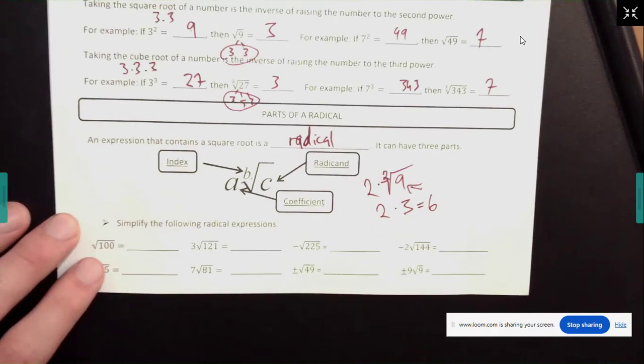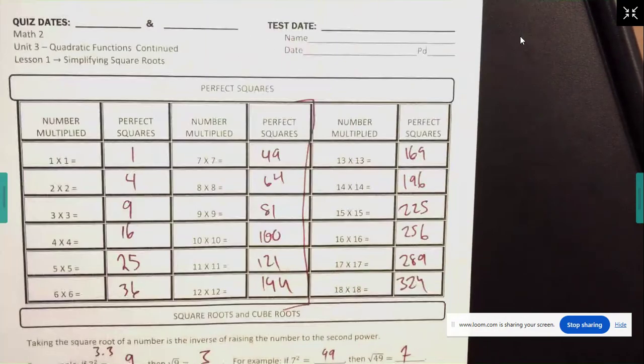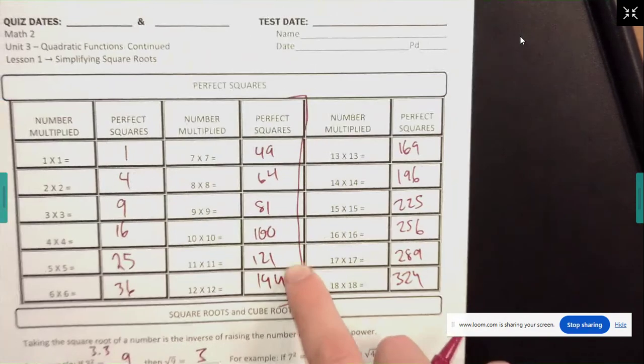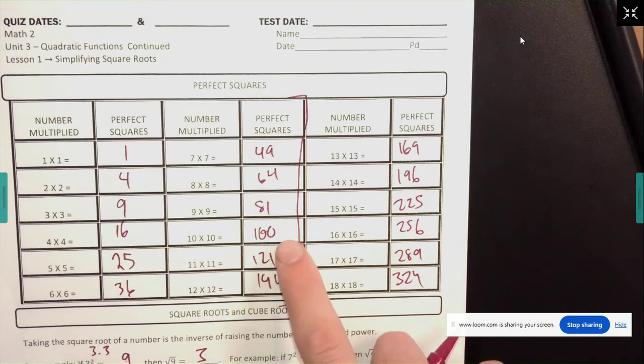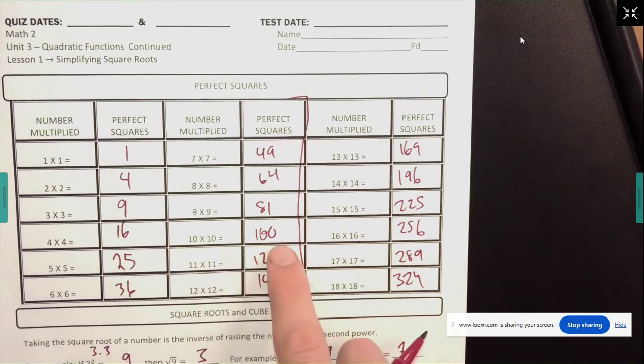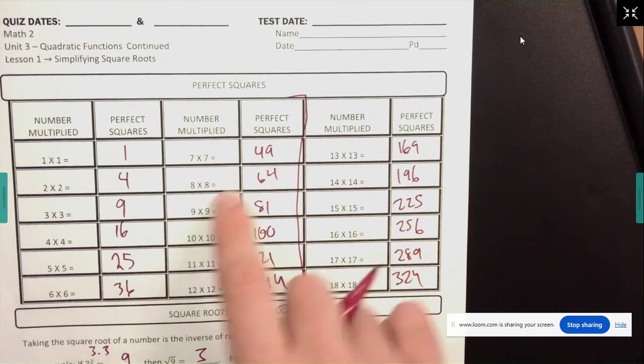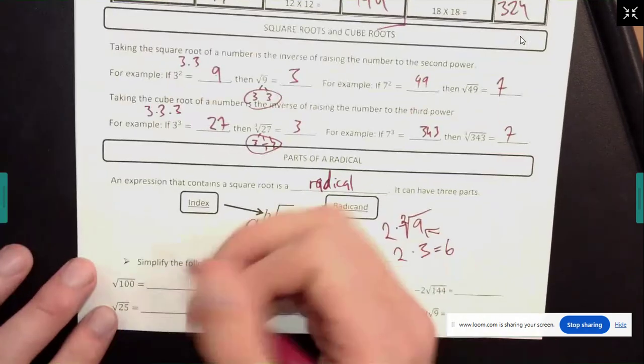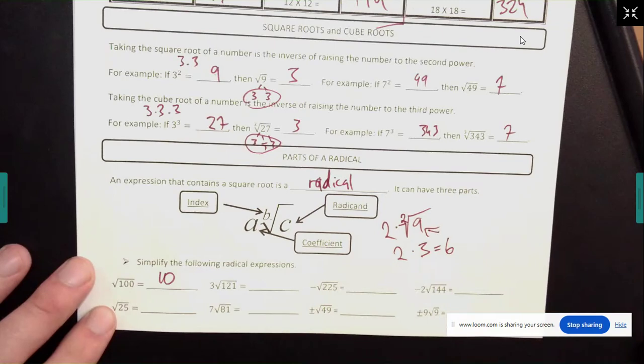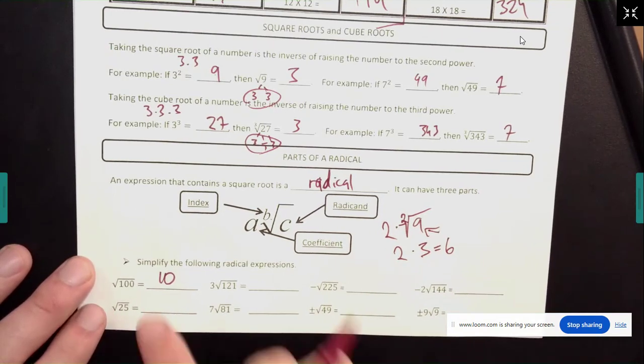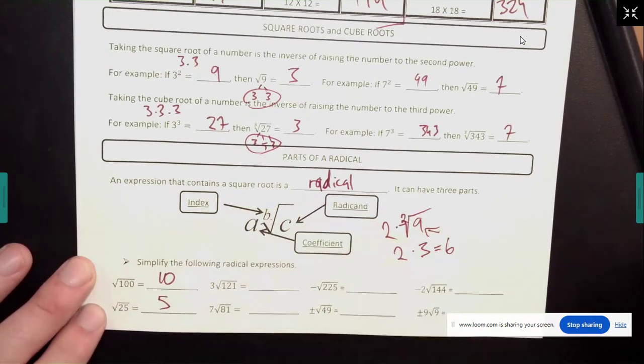Square root of 100. Well, we got this list right here. 10 times 10, or 10 squared, is 100. So the square root is 10. Okay? Square root of 25. Well, 5 times 5 is 25. Opposite of that is 5.